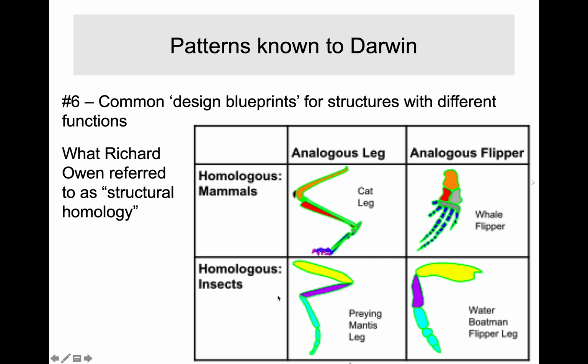Also in insects, you have these homologous structures where you have this praying mantis leg and a water boatman leg. The praying mantis leg is used for capturing prey and devouring them, and the water boatman has this almost flipper-like leg that allows it to swim in water. Now, when you compare these, they are analogous structures, right? Even though the water boatman has a leg that moves it through water, and the whale does as well, you'll notice that these are not evolved from a common ancestor. These are independently evolved, so we call them analogous structures. And the same thing with the cat leg and the praying mantis leg.